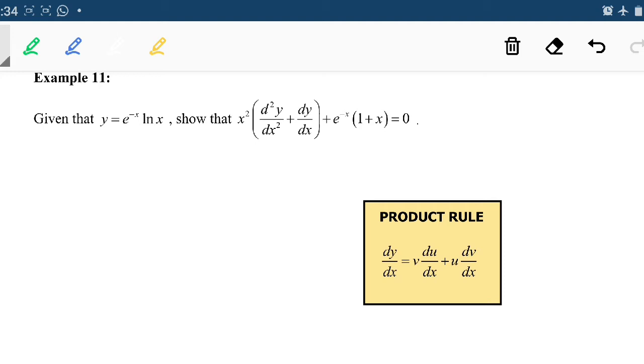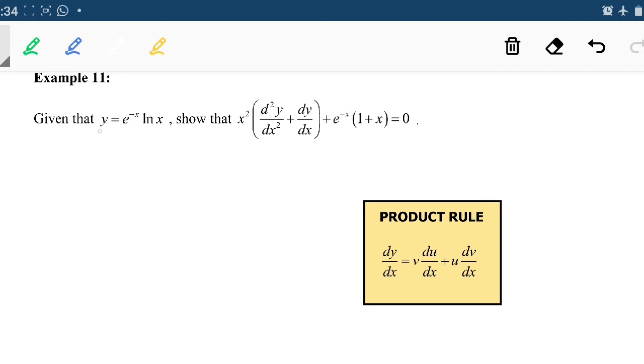Given that y equal to e power of negative x ln x, show that x squared d squared y over dx squared plus dy over dx plus e power of negative x times (1 plus x) equal to 0. First step, we have to find our dy over dx.